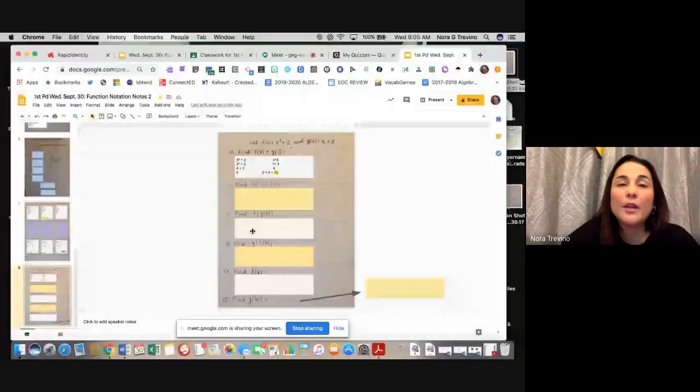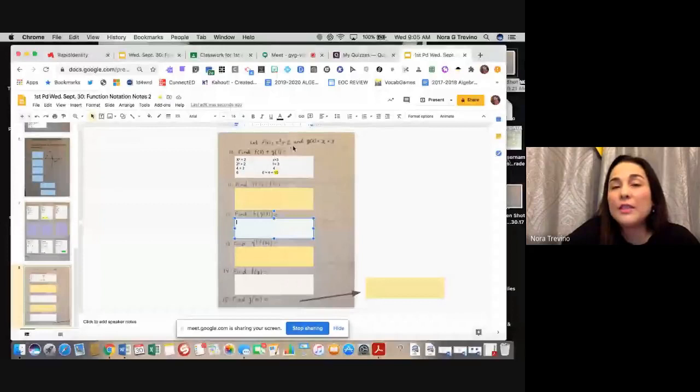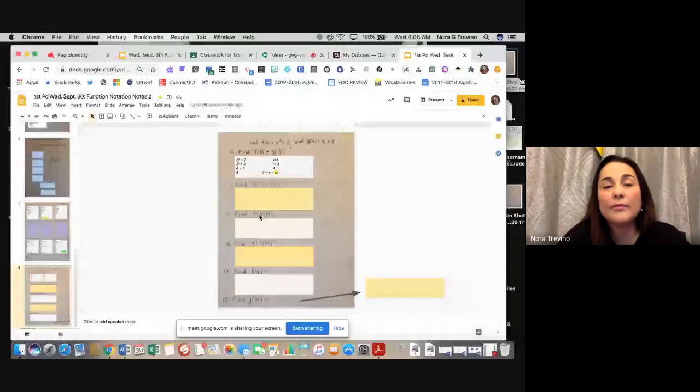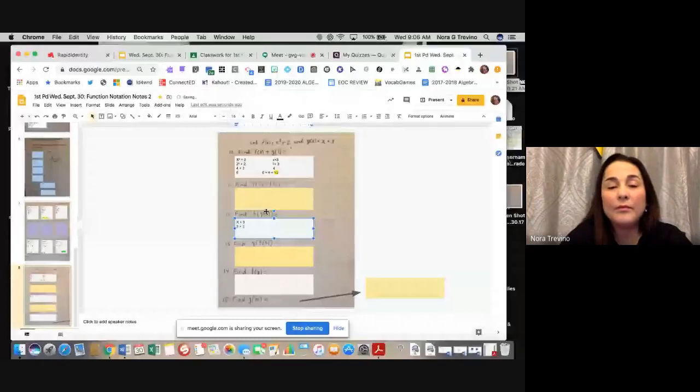On the next one, it's the fancy looking one, f of g of 3. Well, you need to use the g function because that's the only one we could do, the one that's inside. They're telling us take the g and plug in a 3. That's the first thing you do. So the g one says x plus 3. I'm going to input a 3 in there, and I'm going to get a 6. So this inside is a 6.